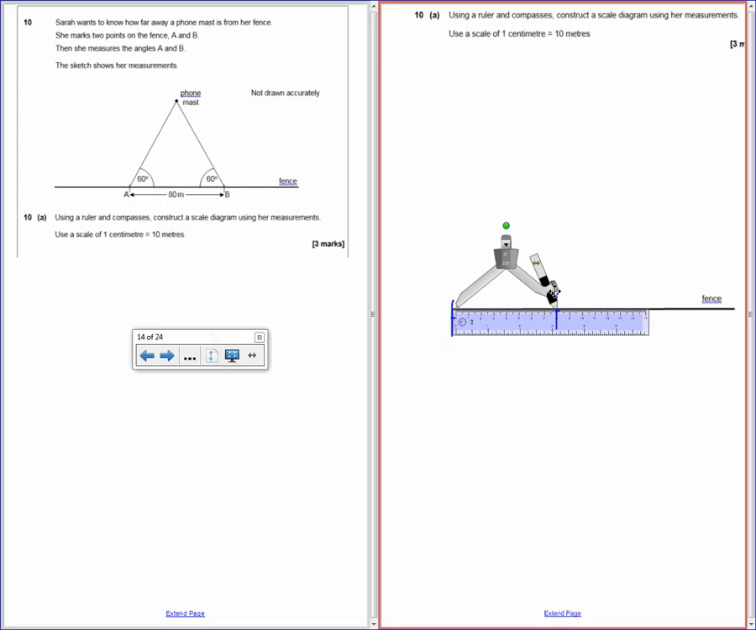then draw an arc, and everywhere on that arc must be 8 centimetres away from that point. Make sure it's in the right place. So if I draw an arc, and there we go. Everywhere on that arc is 8 centimetres away from one point. Then bring it across to the other side.